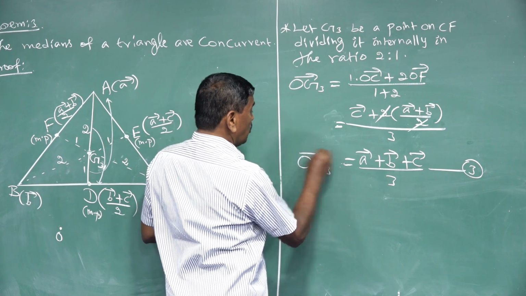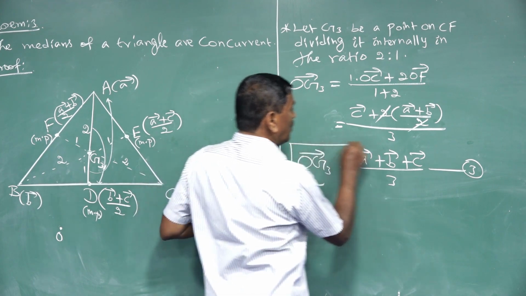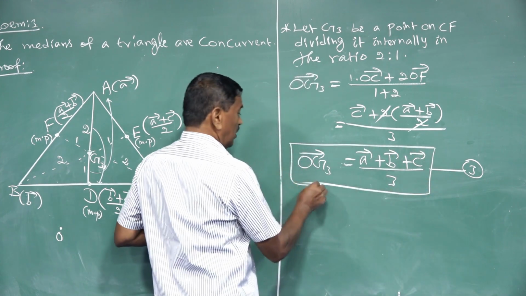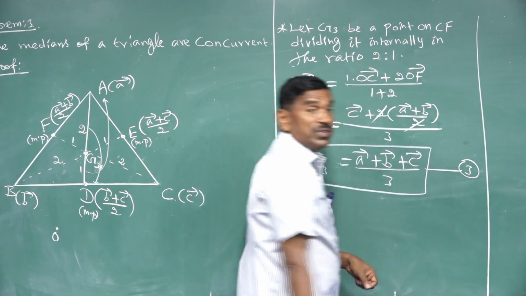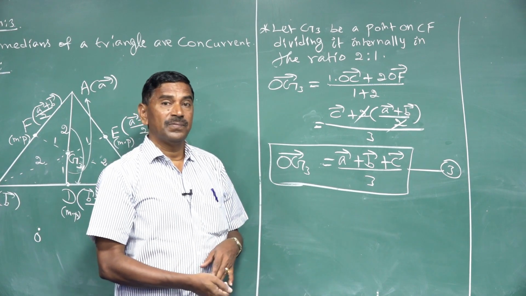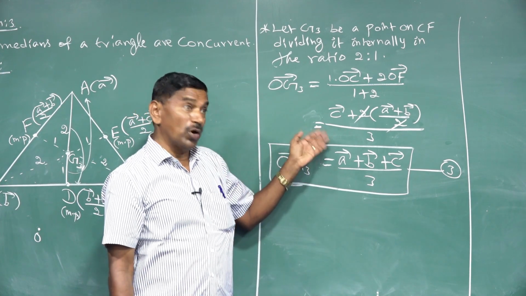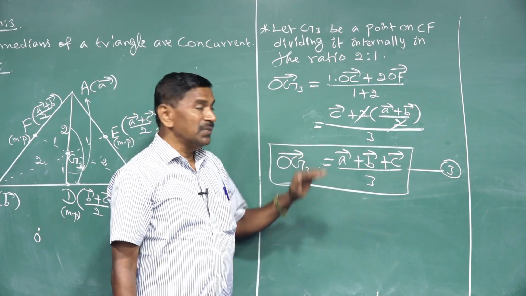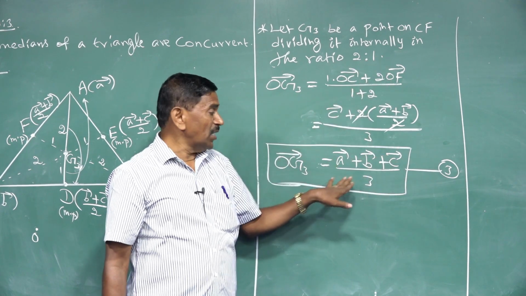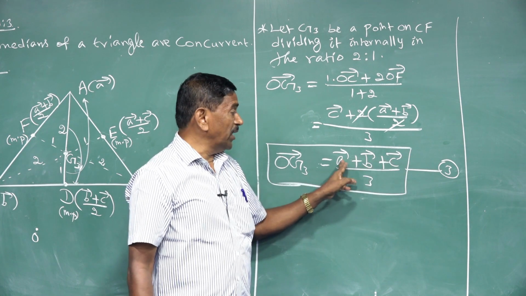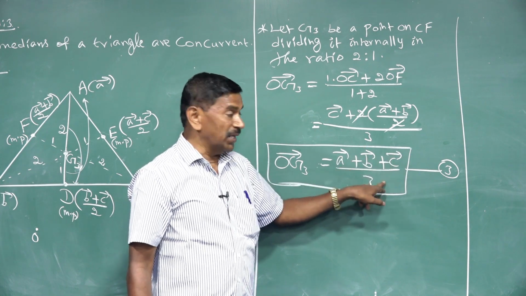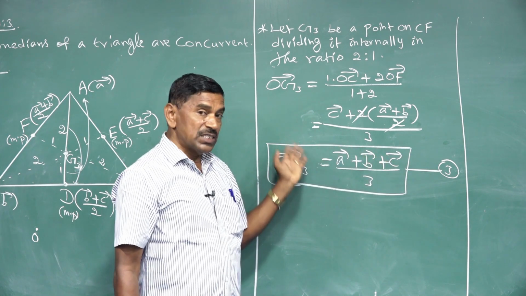Whose left hand side is OG3 vector, which is the third equation. Okay. Now, what can we say about equations 1, 2, 3? Very good. They are one and the same. From the first equation, the second equation and the third equation, it is clear that the RHS are equal: A vector plus B vector plus C vector by 3. RHS are equal. Therefore, LHS are equal.